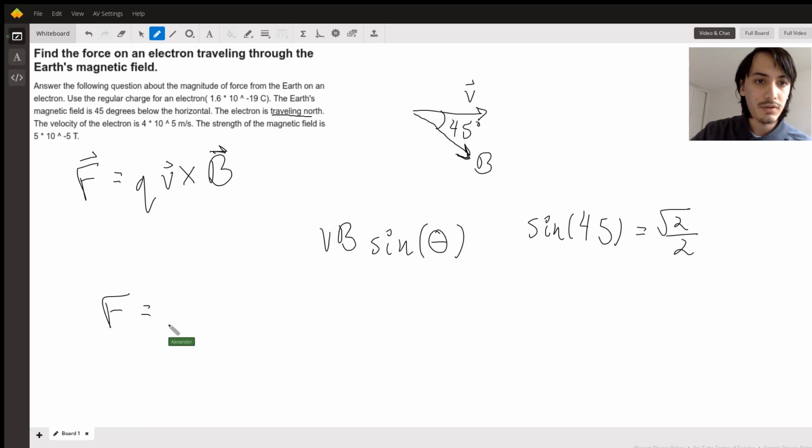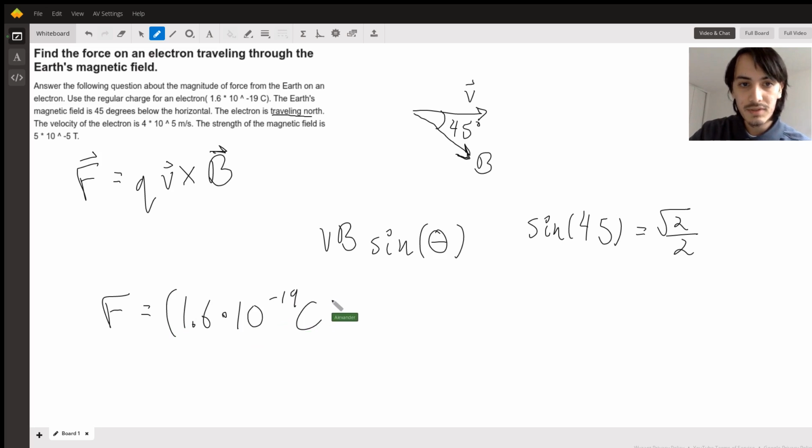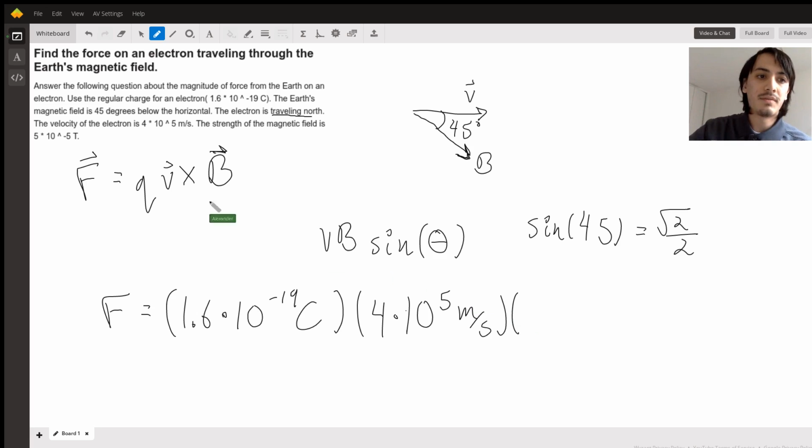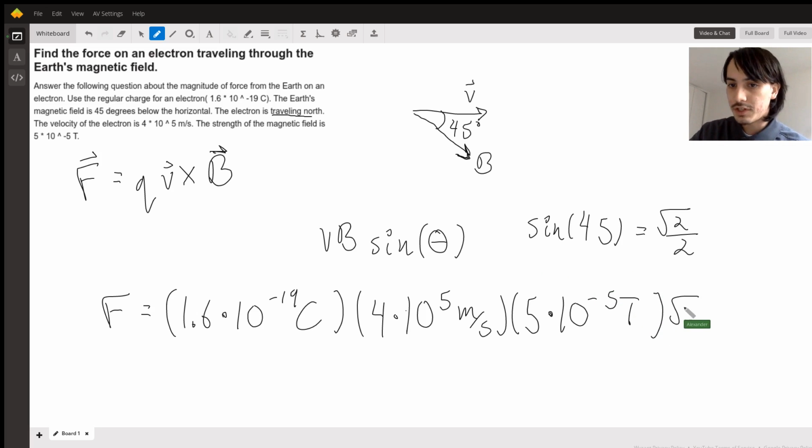So F equals Q, which is 1.6 times 10 to the negative 19th coulombs, times the magnitude of our velocity, which is 4 times 10 to the 5th meters per second, times the strength of our magnetic field, which is 5 times 10 to the minus 5th Teslas, times sine of 45, which is just root 2 over 2. And I'll do a bit of math here with these powers of 10. Since this is negative 5 and this is 5, these cancel out with each other.